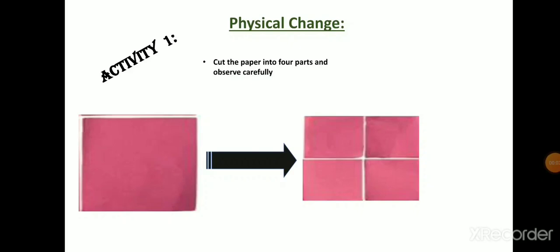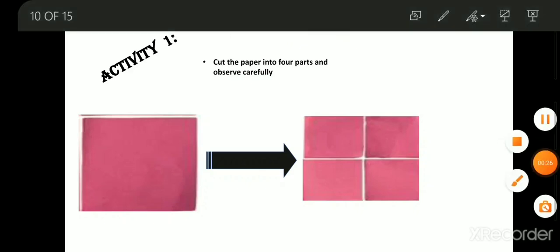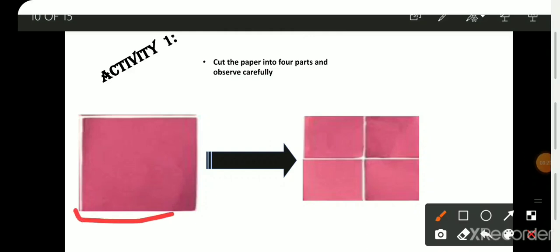Now we are going to start with the topic physical change. Before learning the definition of physical change, first we will perform some activities so that you will get a deep idea or deep knowledge about what is physical change. So here, first activity. In the first activity you have to take one paper of any color of your choice. Then you have to cut it into 4 parts and observe carefully.